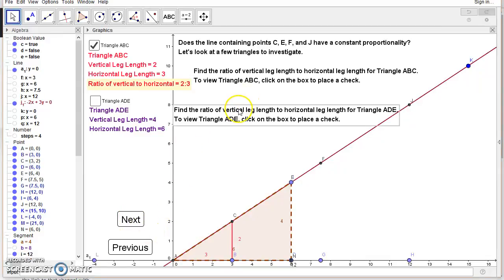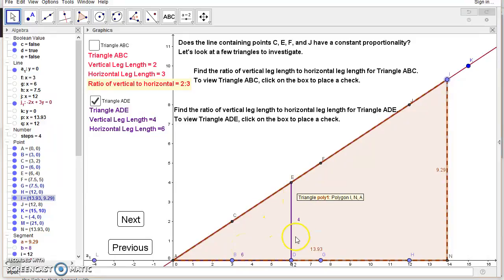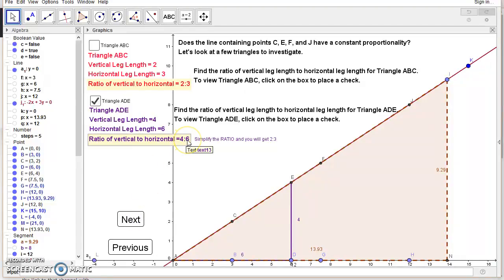Okay, so now I'm going to uncheck triangle ABC, and it says find the ratio of vertical leg length to horizontal leg length for triangle ADE. So now we're working with ADE. I'm going to check the box for ADE so that I can see. Let me drag I out of the way. Looking at my numbers, my vertical leg length is 4. My horizontal leg length is 6. So when I make a ratio of my vertical leg length to my horizontal, I have 4:6.